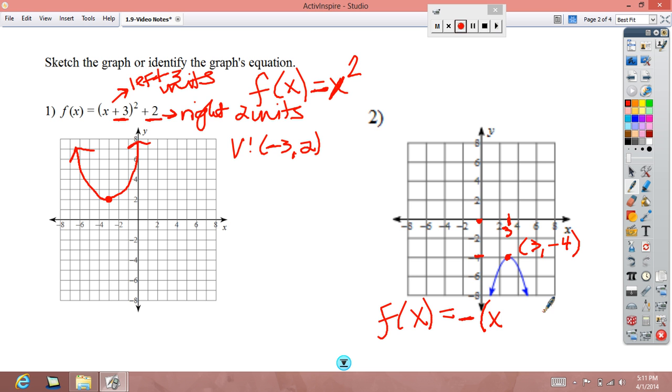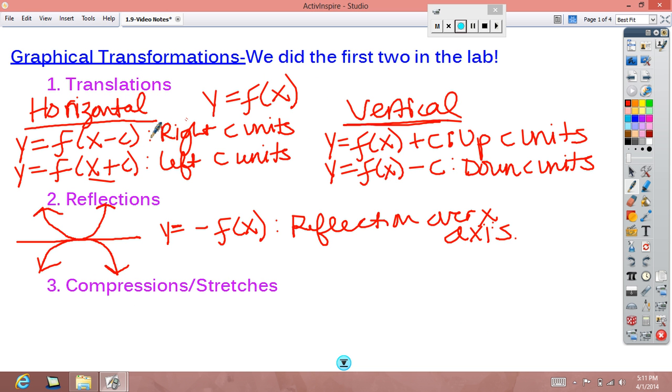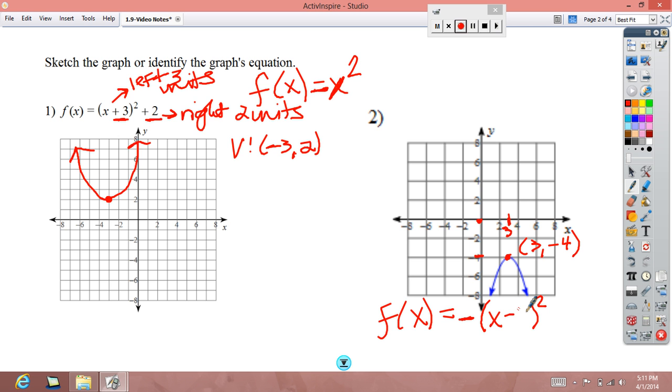Now I have my x, and I'm going to fill this with a squared, but I know that there's a horizontal translation, so something else is going to go in this parentheses. And so this moves right 3. Okay, so let's look at that again. Right has a negative c, right? Minus c, so that's going to be minus 3. And then down 4 means I'm going to subtract 4, because the negative 4 moves it down 4. And that would be my equation. Okay?